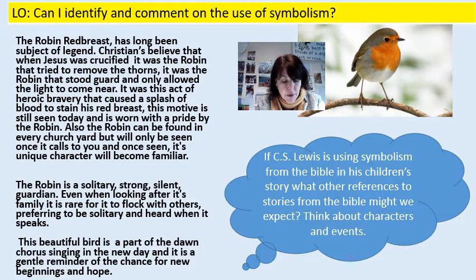The beautiful bird is part of the dawn chorus, singing in the new day, and is a gentle reminder of the chance for new beginnings and hope. So it's been a very symbolic animal throughout the history of literature. So if C.S. Lewis is using biblical symbolism in his story, which other really famous Bible stories or events in the Bible or characters from the Bible do you think he might go on to continue to use? And in later lessons, and at the end of this lesson, we'll have a look at that in a bit more detail.